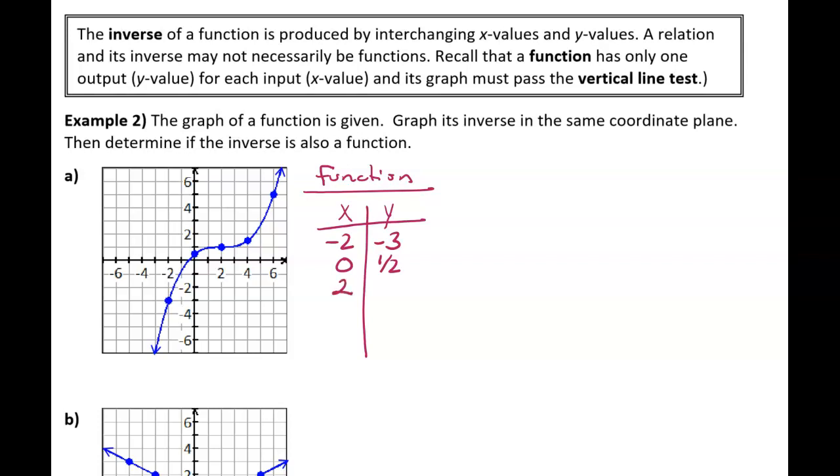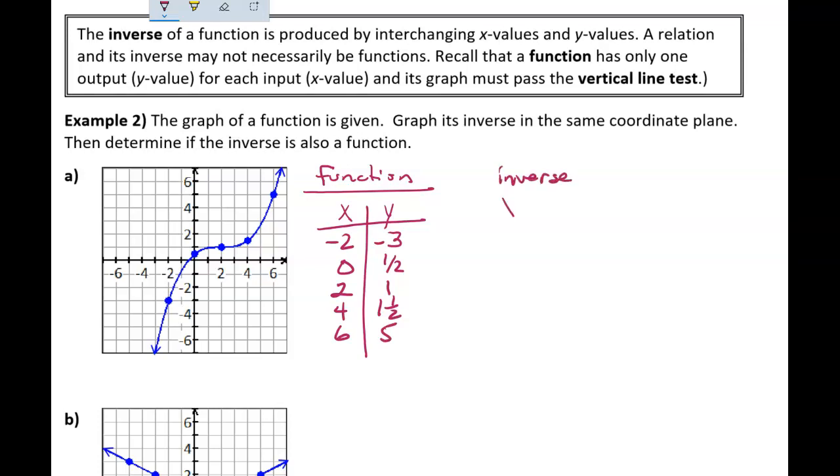Actually, there was one missing from this table of values. Let's put that extra one, or actually there's one missing point that should be noted on the graph. Should be down here. No, that's not true, actually. Sorry, not missing. All right, so we have -2, 3, 0, 1/2, 2, 1, 4, 1.5, and 6, 5.